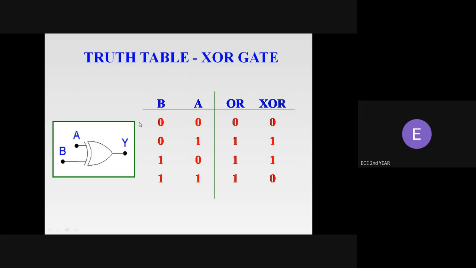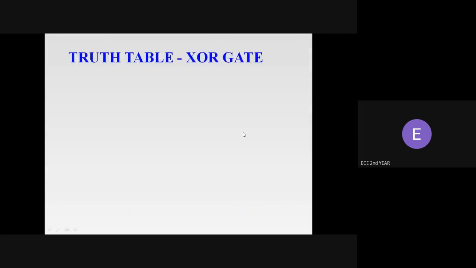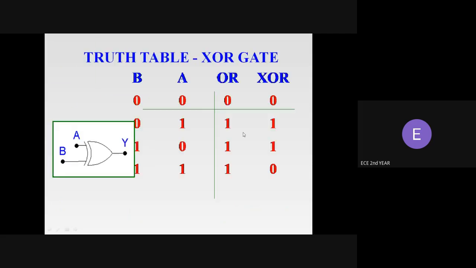You see here, this one is the OR gate outputs and the XOR gate outputs are here. The Boolean expression for this particular gate is nothing but A bar B plus B bar A. That is the Boolean expression for the OR gate. Let us see the Boolean expression A XOR with B. That is nothing but A bar B plus A B bar.